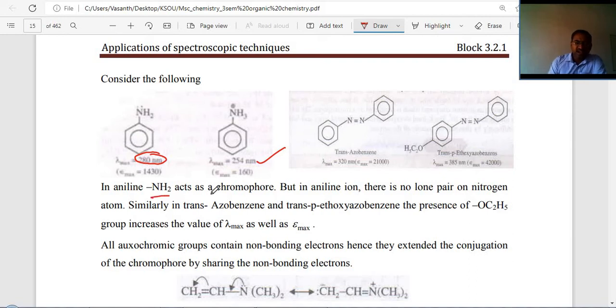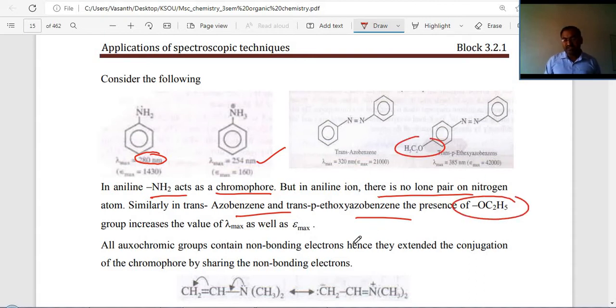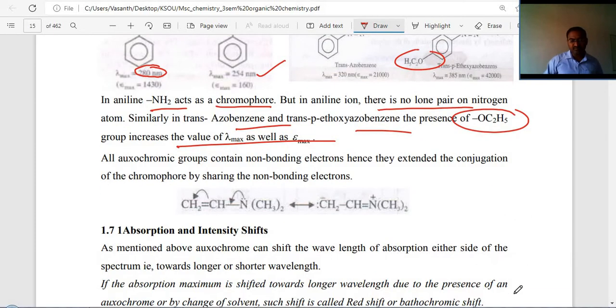In aniline, NH2 acts as an auxochrome, but in the anilinium ion there is no lone pair on the nitrogen atom. Similarly, azobenzene and trans-ethoxy azobenzene, in the presence of OC2H5, show higher lambda maxima and extinction values. These are all auxochromic groups that contain non-bonding electrons, hence they extend the conjugation of the chromophore by sharing of non-bonding electrons.